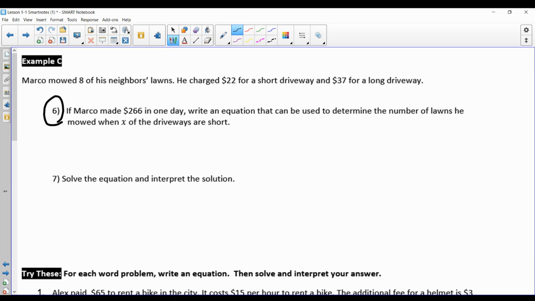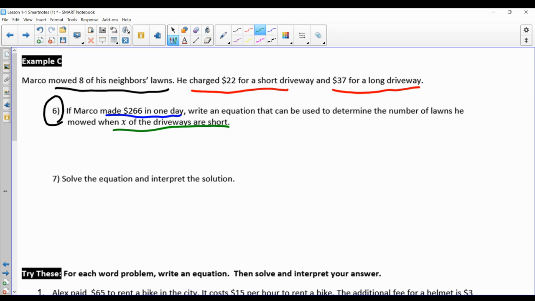So let's go pull some important information here. Marco mowed 8 of his neighbor's lawns, so he has 8 total lawns mowed that day. He charged $22 for the short driveway, $37 for the long driveway. And then there are 2 pieces of information that are left that are very important. First off, he made $266 in one day. So that's his profit. We know that right off the bat. The last important piece of information is they actually told you what X is.